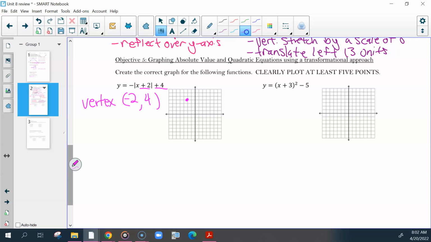This absolute value function does have a negative, so that means we are now reflecting it over the x-axis. It's now going to be facing down. But the slope has not changed, so we're going to go down one, right one. We need at least 5 points, so if you stop here, that's fine. If you keep going, that's also fine. Questions on that one?